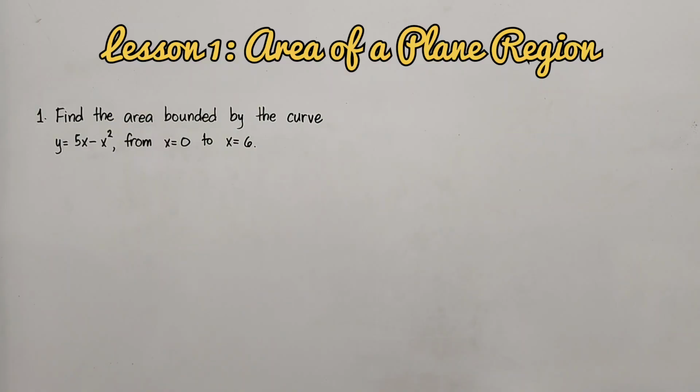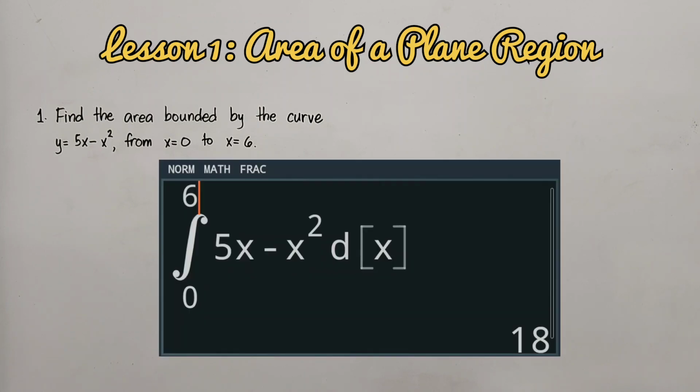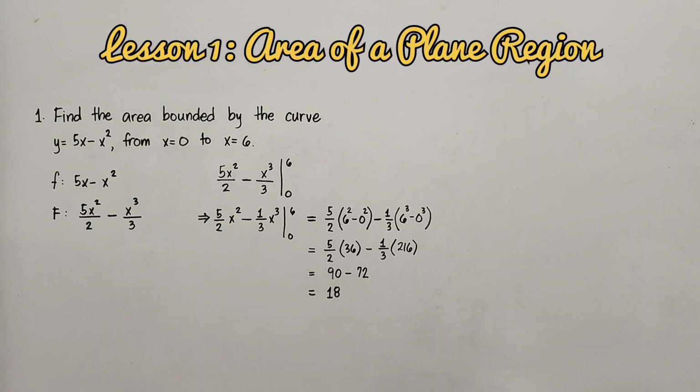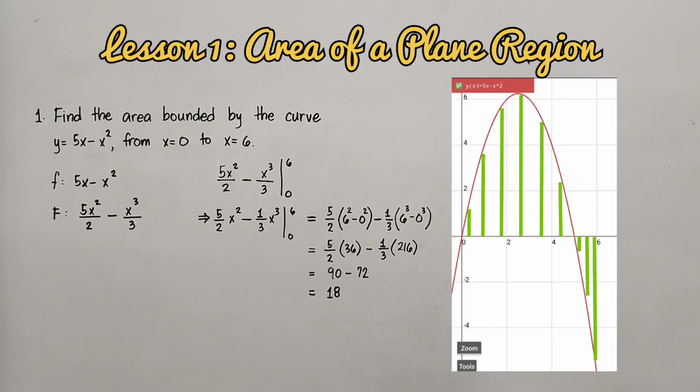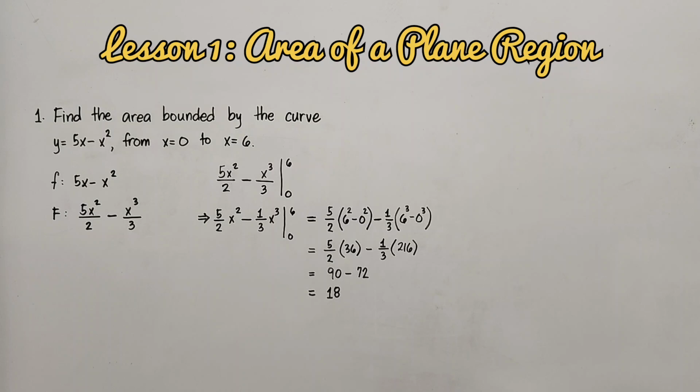For our first given, find the area bounded by the curve y equals 5x minus x squared from x equals 0 to x equals 6. Using the calculator, the result is this. By following the assumptions of definite integral in interpreting this problem, the graph is situated on the right. That area is bounded by the graph itself, x equals 0, x equals 6, and the x-axis. And on the left, I show the solution why we have that 18.